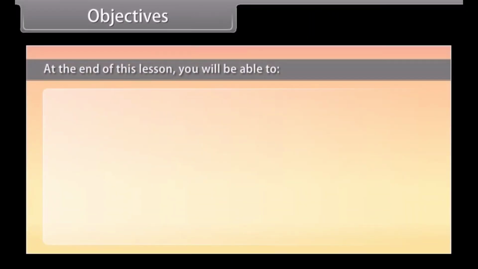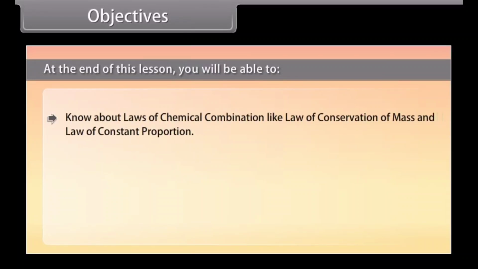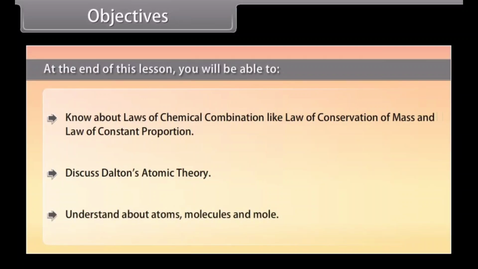Objectives. At the end of this lesson, you'll be able to know about laws of chemical combination like law of conservation of mass and law of constant proportion, discuss Dalton's atomic theory and understand about atoms, molecules and mole.